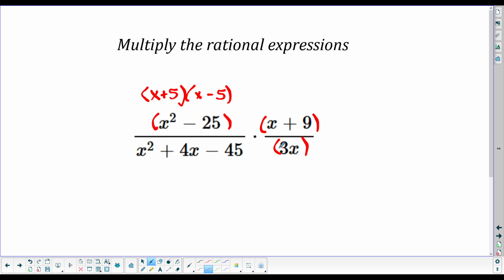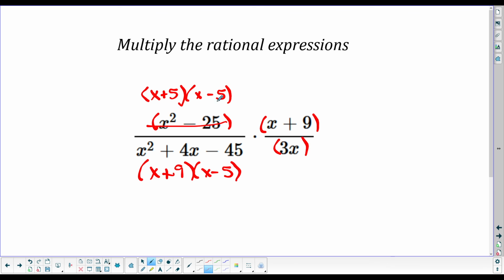No common factors there, no common factors there, but I can write this, I believe the factors of 45 that subtract to give me 4 are 9 and 5. And so I can write this as x plus 9 and x minus 5. Okay, so you're going to practice your factoring skills here. So we can go through and simplify this as well.